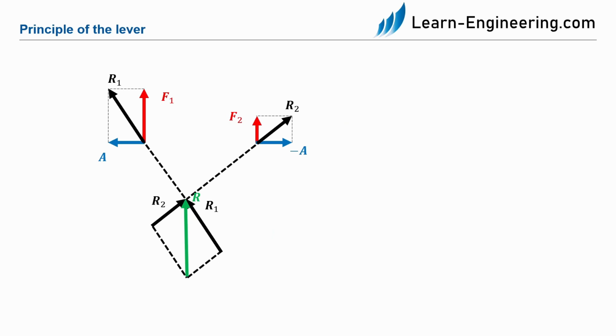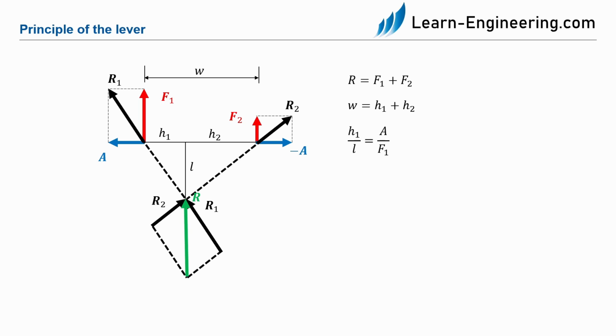If we define the distance between F1 and F2 as the width W and the perpendicular distance between the points of origin to the resulting force as length L, then we can divide the width W with the two lengths h1 and h2. From this we can deduce that h1 divided by L equals A divided by F1, and analogously h2 divided by L equals A divided by F2. This gives h1 times F1 equals h2 times F2. This principle is also known as the principle of the lever.